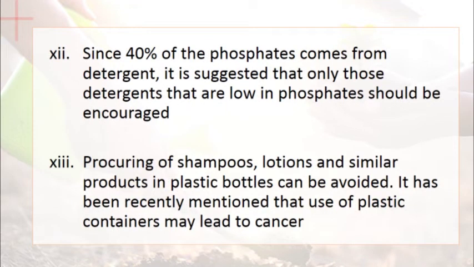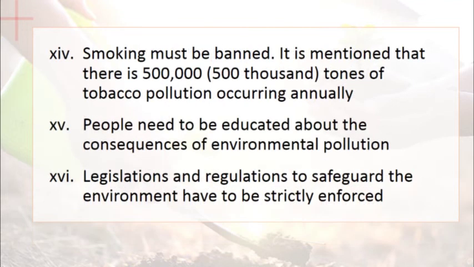12. Since 40% of the phosphates comes from detergents, it is suggested that only those detergents that are low in phosphates should be encouraged. 13. Procuring of shampoos, lotions and similar such items in plastic bottles needs to be avoided. Research indicates in recent times that the use of plastic has resulted in cancer. 14. Smoking must be banned. It is mentioned that there is 500,000 tons of tobacco pollution occurring annually across the globe.